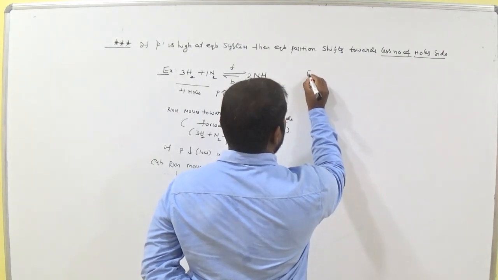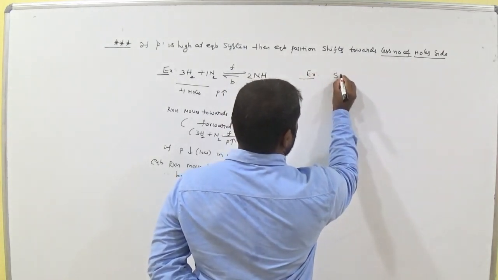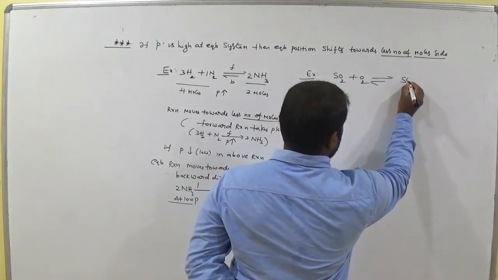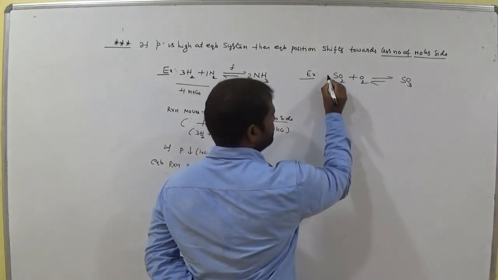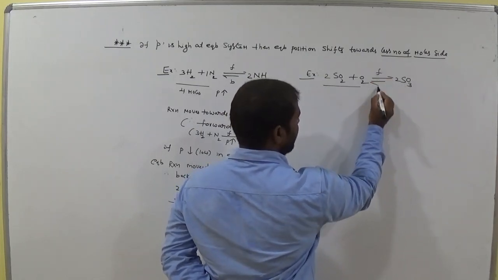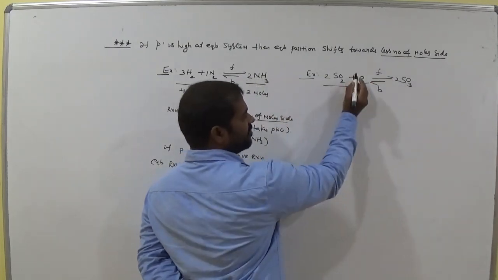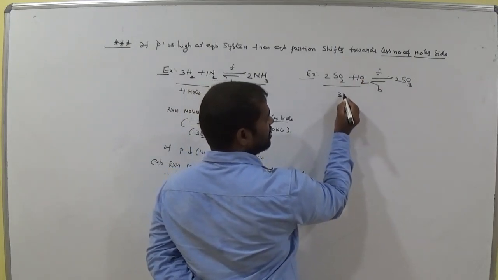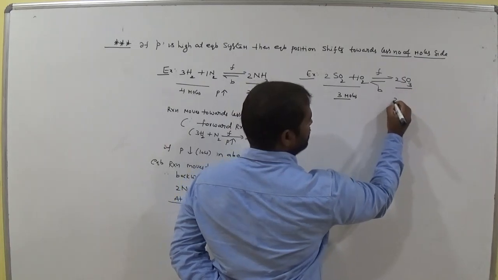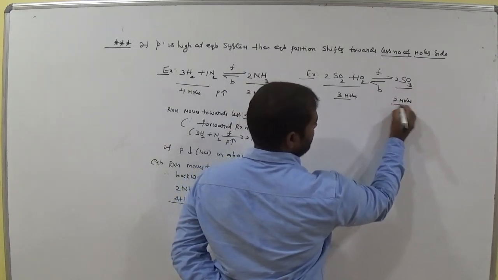For example, SO2 plus O2 is reversible with SO3. So how many moles are present? This is forward reaction, this is backward. How many moles are present here? 2 plus 1, 3 moles. How many moles here we have? 2 moles, am I right?